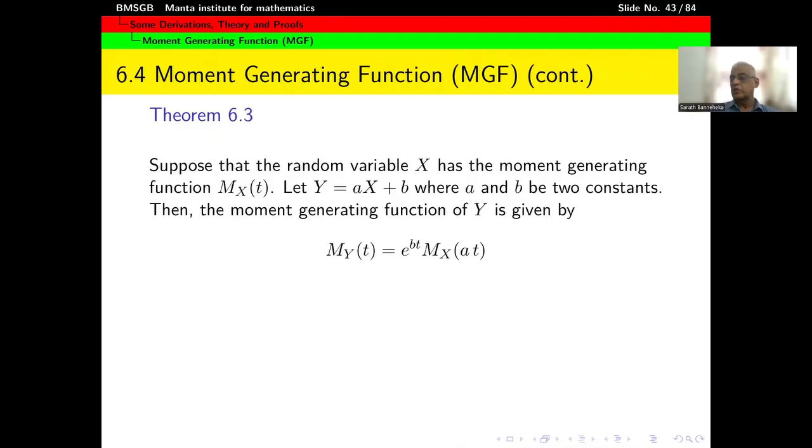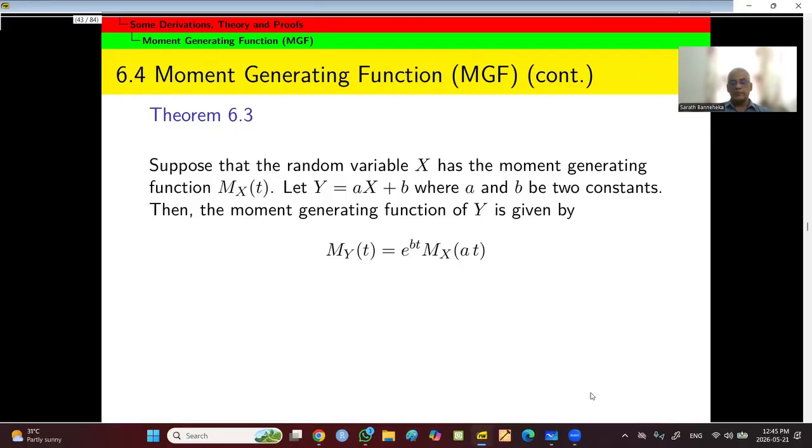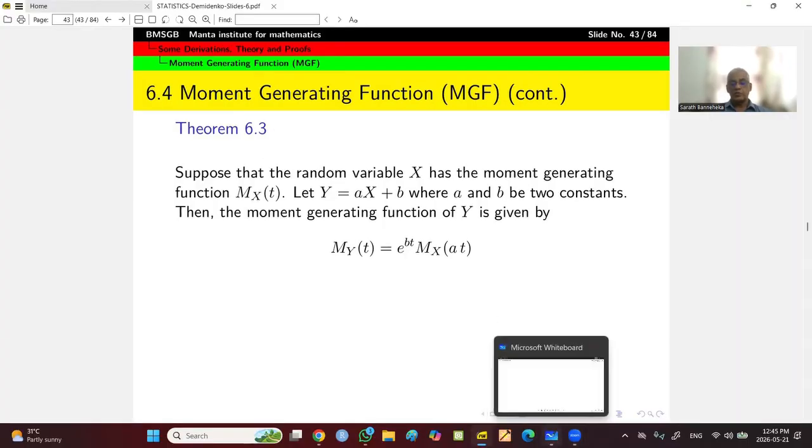The proof is not given here, so let me write it down here. It's very easy. You can do it by yourself also. So anyway, let's look at the proof.